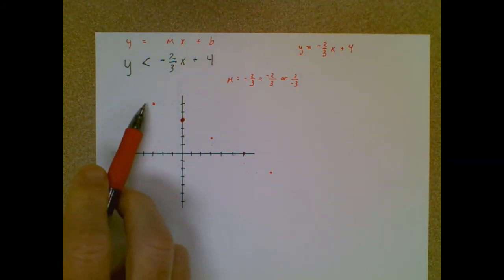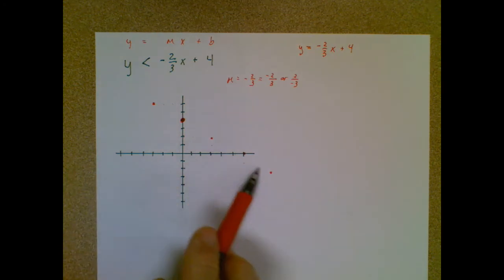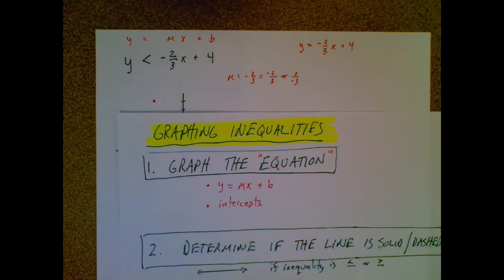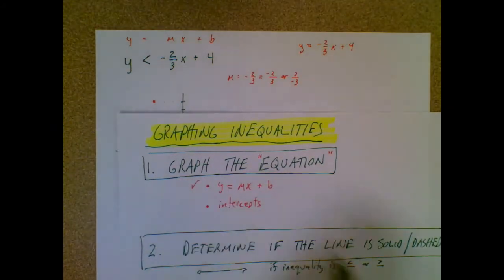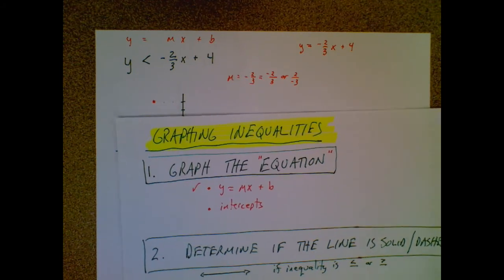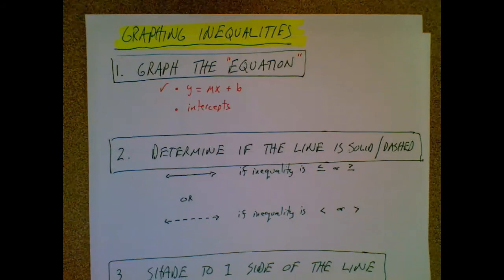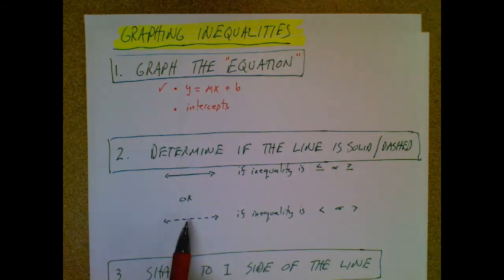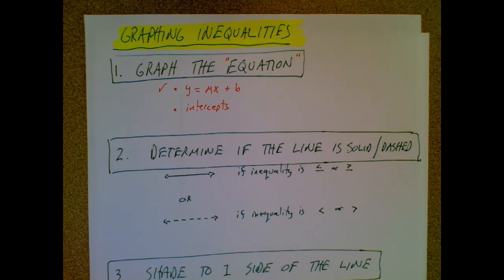So at this point, if we were doing regular old equations, I would draw a line. We have completed this first step in graphing inequalities, which is graph the equation. We chose the y equals mx plus b method because it was already set up like that. But in our checklist, the next thing we need to do is determine if we're going to have a solid line or a dotted line.